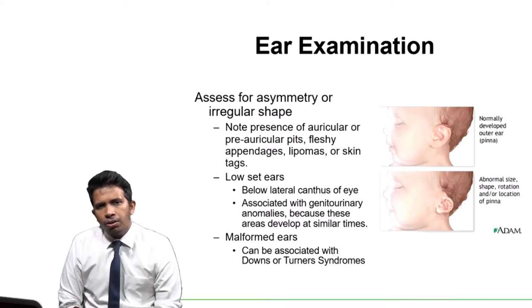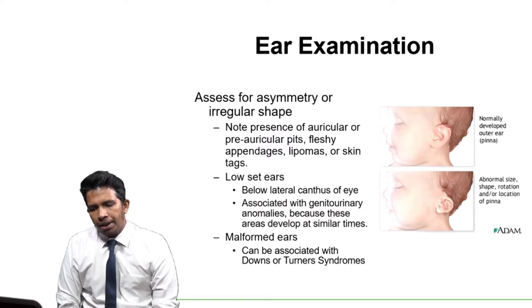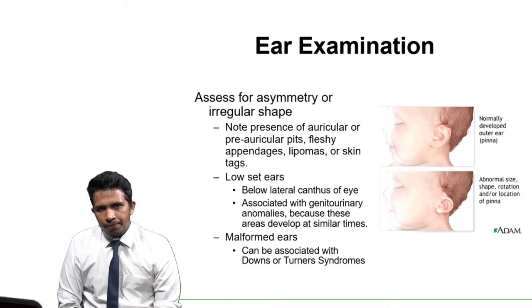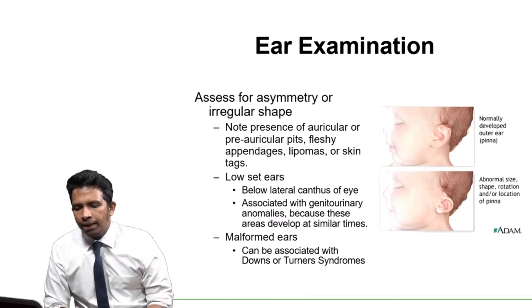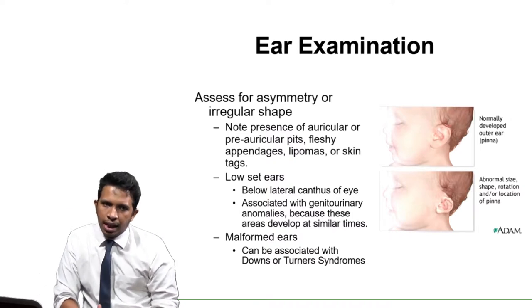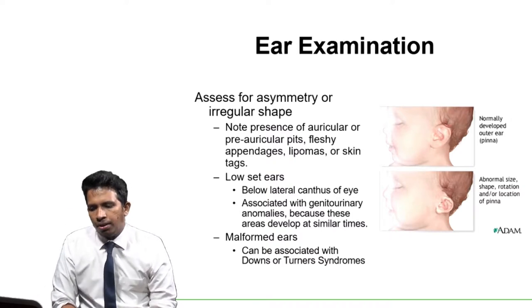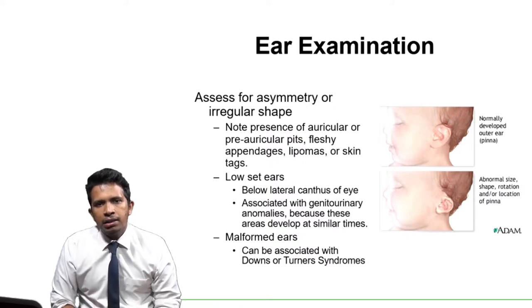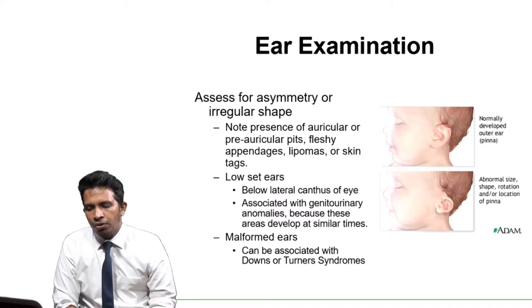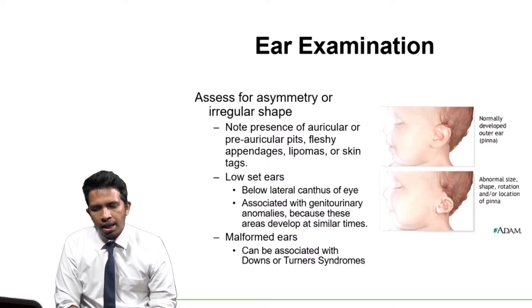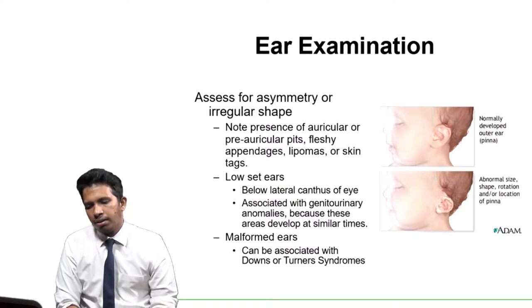Now we go for the ear examination. What are we going to look at in the ear? So we had the eyes, now we'll be at the ears. We have to look at the size and the shape of the ear, obviously, and see if they match. If the right and left ears look the same, then we will look for any presence of auricular or preauricular pits, fleshy appendages, lipomas, or skin tags.